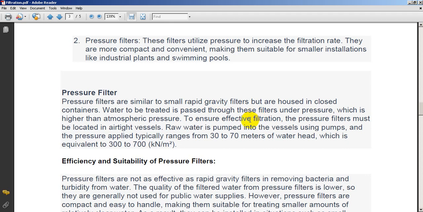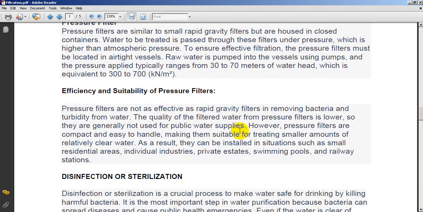To ensure effective filtration, the pressure filters must be located in airtight vessels. Raw water is pumped into the vessels using pumps, and the pressure applied typically ranges from 30 to 70 meters of water head, which is equivalent to 300 to 700 kN per meter square.